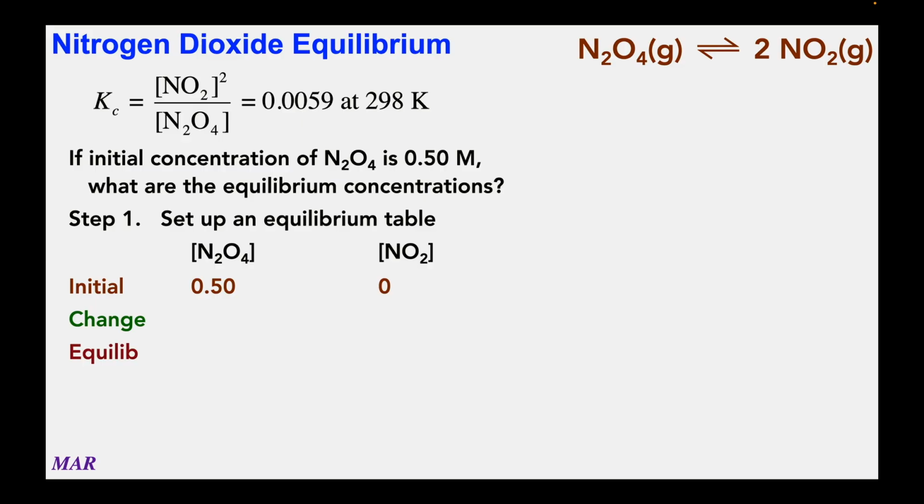Initially, we have 0.50 moles per liter N2O4 and no NO2. And like before, the change part will reflect the stoichiometry. That's a 1 to 2 ratio.